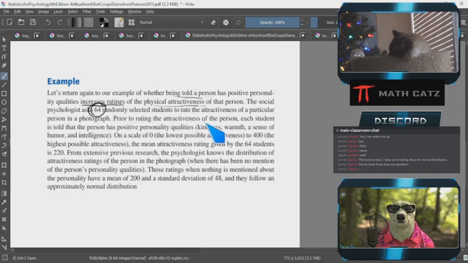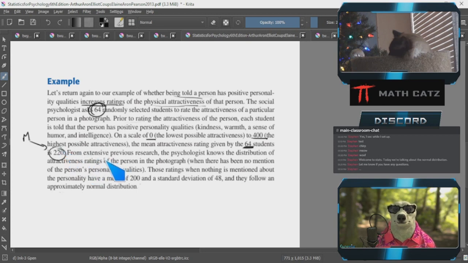Prior to rating this attractiveness, each of them are told that the person has positive personality qualities, and we're trying to see, does that affect the attractiveness score that they give? On a scale of 0 to 400, the mean attractiveness rating given by the sample was 220, so that's my sample mean.